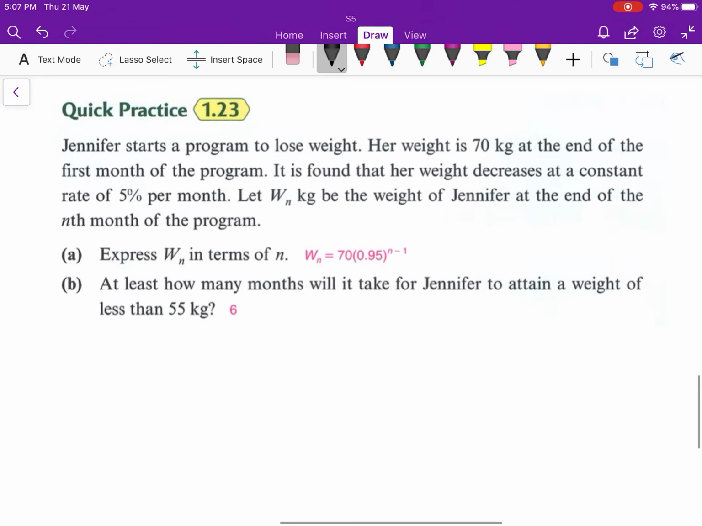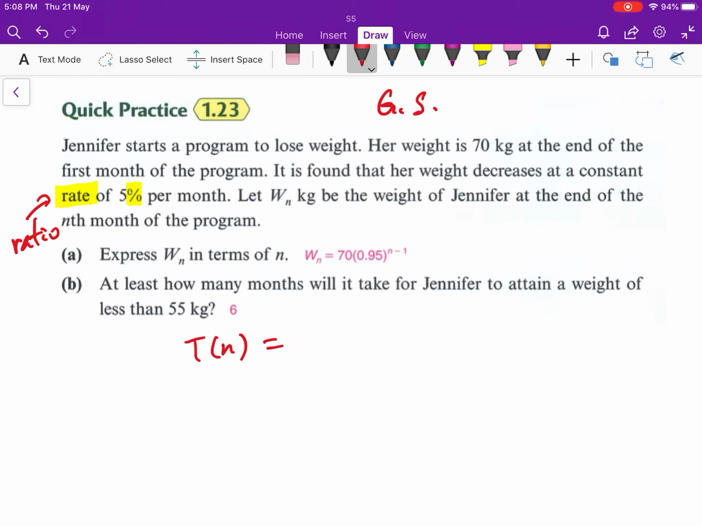Then next question, take a look here. The question also didn't mention whether this is AS or GS. You need to identify first. So take a look at the question. Jennifer starts a program to lose weight. Her weight is 70 kg at the end of the first month of the program. It's found that her weight is decreasing at a constant rate of 5%. This is very important. A lot of talk about percentage rate, it must be GS, because rate and ratio are friends. So we know that this is a GS question.